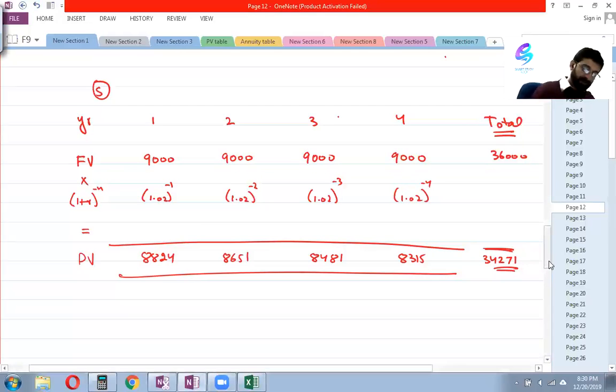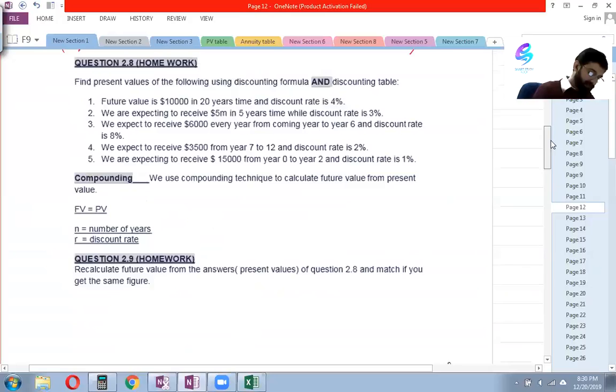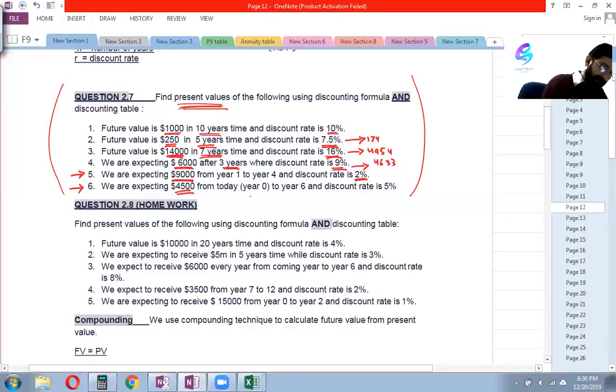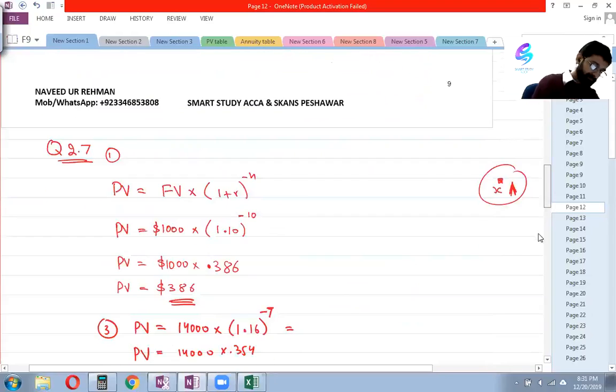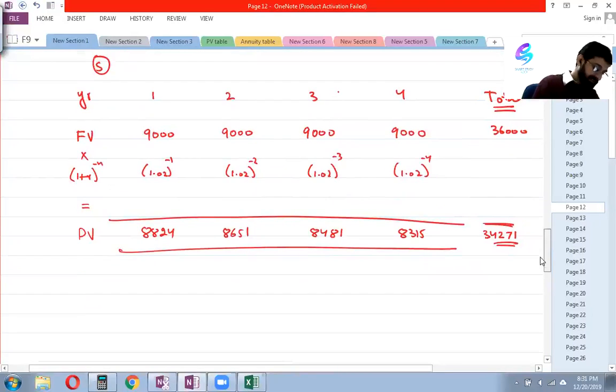Okay, let's see the next one. We are expecting 4,500 from today, and today means year 0. So 4,500 from today to year 6. So how many years are there? There are 7 years now. Year 0, year 1, 2, 3, 4, 5, 6. So there are 7 years in total now. Discount rate is 5%, right? So now you are going to help me with this.